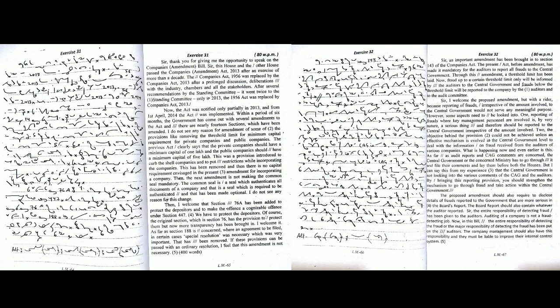Sir, an important amendment has been brought into Section 43 of the Companies Act. The present Act before amendment has made it mandatory for the auditors to report all frauds to the central government. Through this amendment, a threshold limit has been added. Now, fraud up to a certain threshold limit only will be informed by the auditors to the central government, and frauds below the threshold limit will be reported to the company by the auditors and to the audit committee.